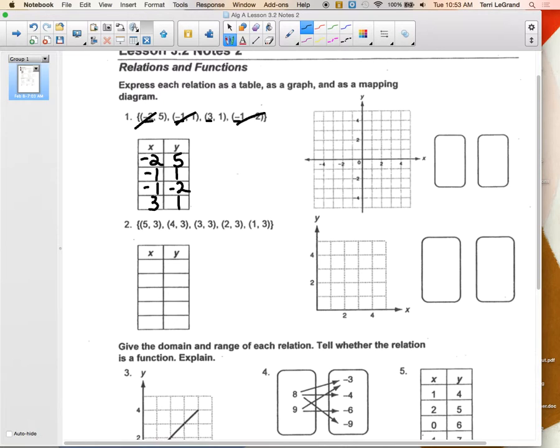Now go ahead and graph those 4 ordered pairs on your graph. You don't have to put their ordered pair names beside them, that's okay. You can just graph the ordered pairs.